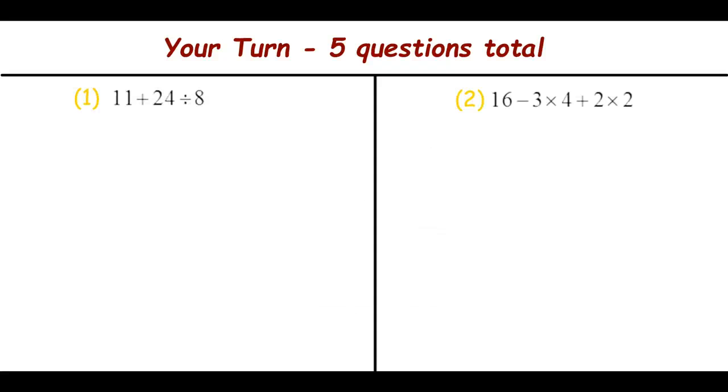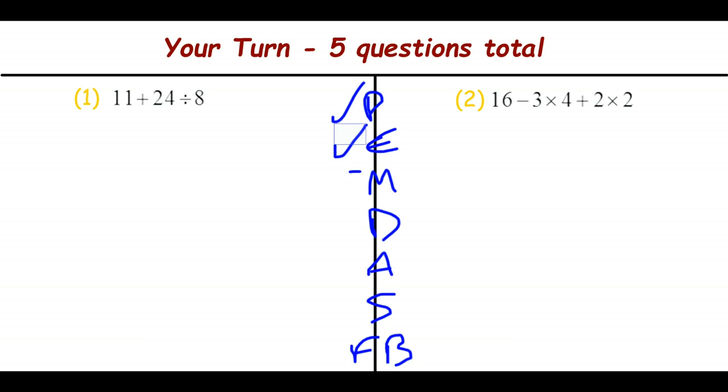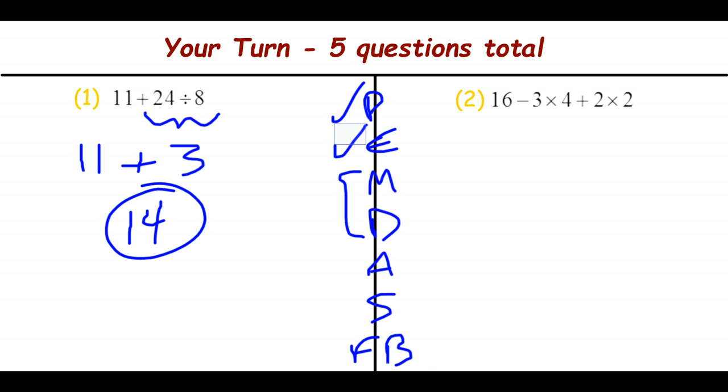All right, well, let's take a look first at numbers 1 and 2. I'm going to take a second and write PEMDAS down the center. For number 1, we have no parentheses, we have no exponents. We do have some multiplication and division. 28 divided by 8 is 3. So 11 plus 3 gets to 14. That is our last operation.